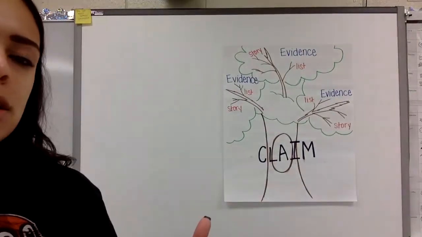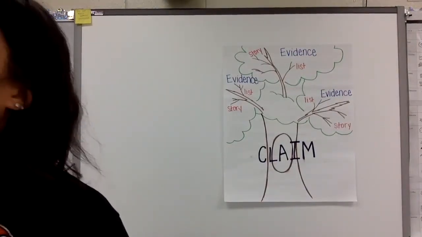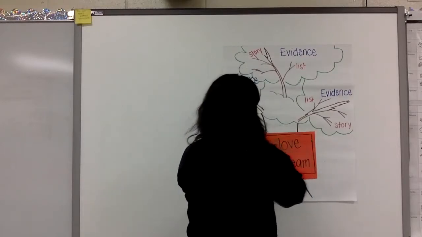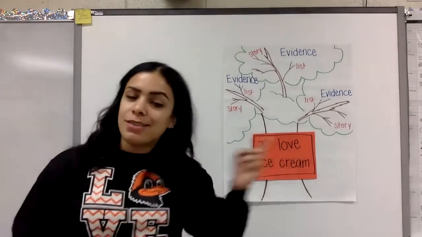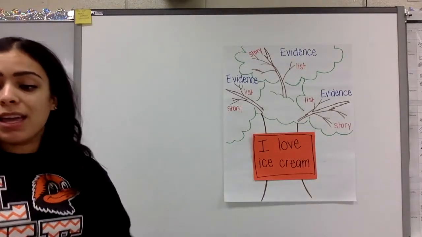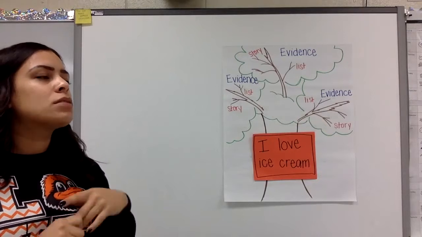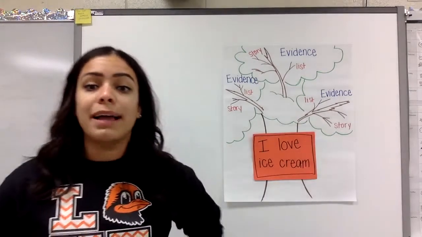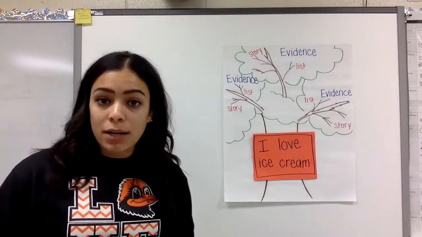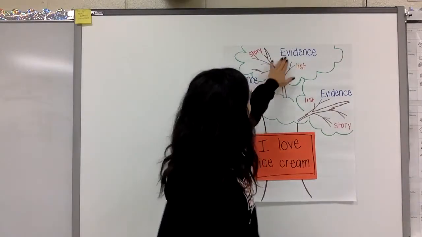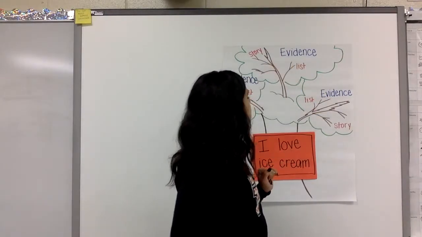So let's talk about our claim. I'm going to use a claim: I love ice cream. If you recall a while ago when we began this unit, we read a lot of essays that cover this topic of I love ice cream. Here's my thesis. So now as a writer, it's my job to figure out, well, what are those big reasons why I love ice cream? What are some supports that I can use as evidence to say why I love ice cream?